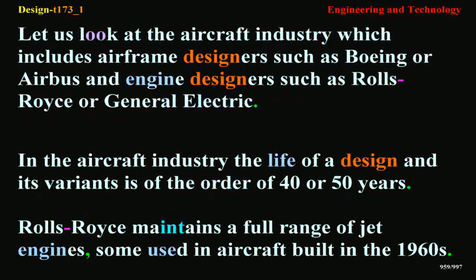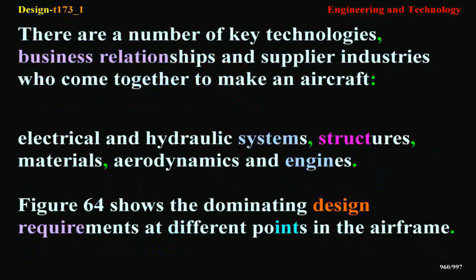Let us look at the aircraft industry, which includes airframe designers such as Boeing or Airbus and engine designers such as Rolls-Royce or General Electric. In the aircraft industry, the life of a design and its variants is of the order of 40 or 50 years. Rolls-Royce maintains a full range of jet engines, some used in aircraft built in the 1960s. There are a number of key technologies, business relationships and supplier industries who come together to make an aircraft: electrical and hydraulic systems, structures, materials, aerodynamics and engines.